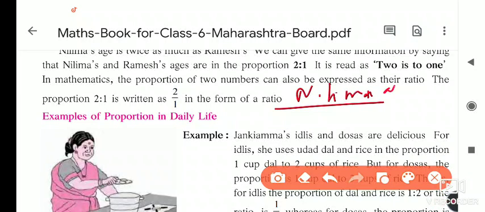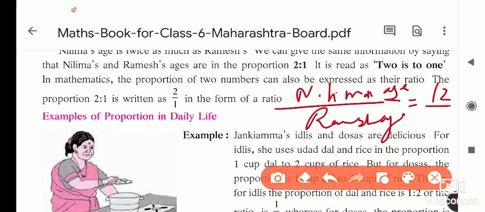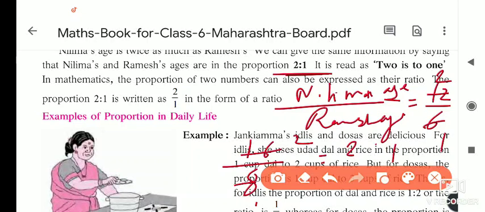Nilima's age upon Ramesh's age. Okay, so here if Nilima is 12 years old, Ramesh is 6 years. So 6 ones are 6, 6 twos are 12. If Nilima is 16 years old, Ramesh is 8 years old. Again, 8 ones are 8, 8 twos are 16. So here the ratio is 2:1. So here it is written 2:1.